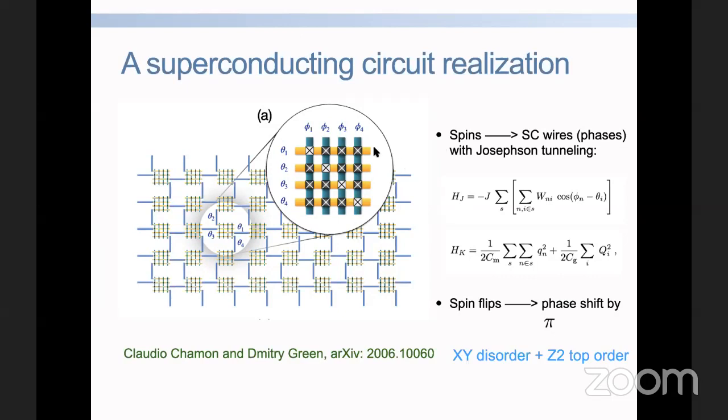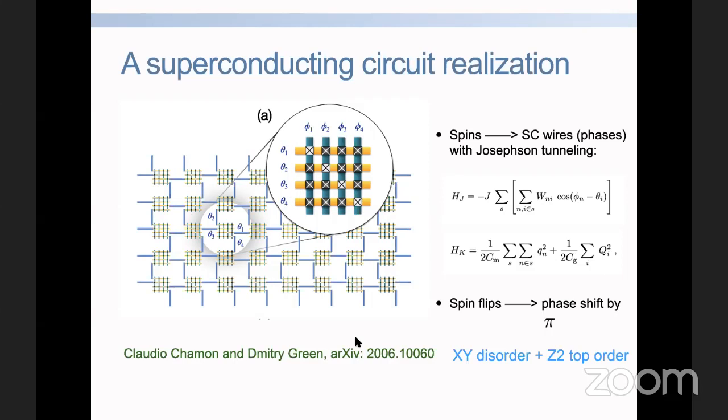And this model is very interesting. It has an interesting phase diagram. Because now you see that these phi and theta are continuous U1 variables. So it turns out that this model at 0 temperature has this interesting feature of an XY disorder, but with Z2 topological order on top of that.